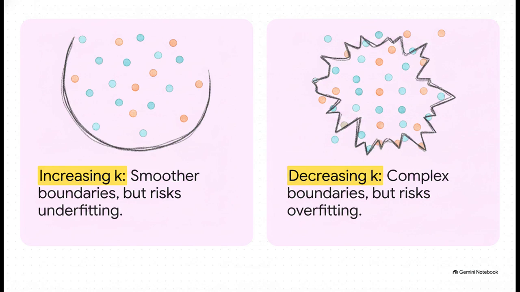On the flip side, if you decrease K, like just asking one single neighbor, you get highly complex, flexible boundaries. But that causes overfitting, where your model just wildly overreacts to random noise in the data. So you've got to find that sweet spot between the two extremes. A classic rule of thumb in data science is setting K to equal the square root of n, where n is your total number of training samples. Oh, and pro tip, you ideally want to pick an odd number. That way you avoid annoying tie votes if you're trying to classify something into two distinct categories.